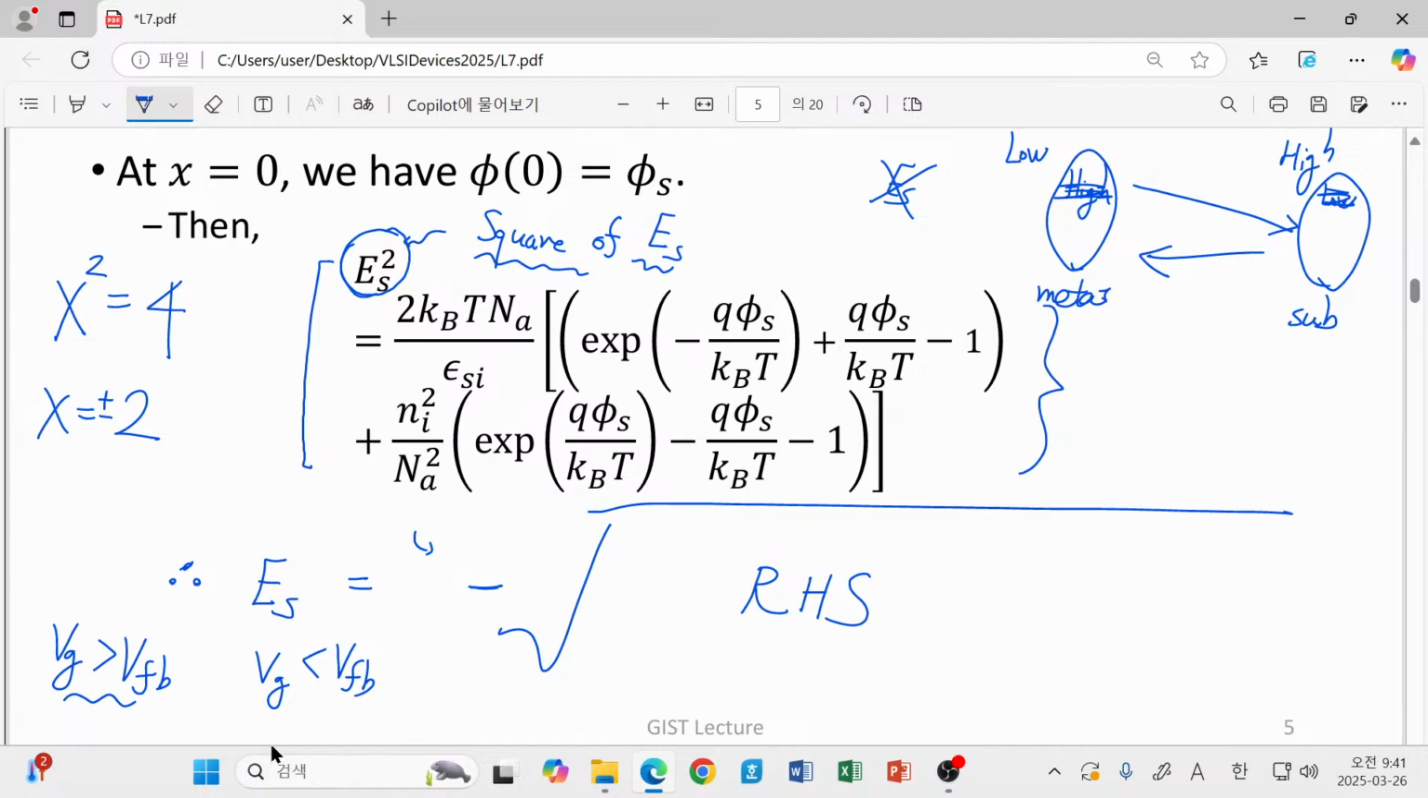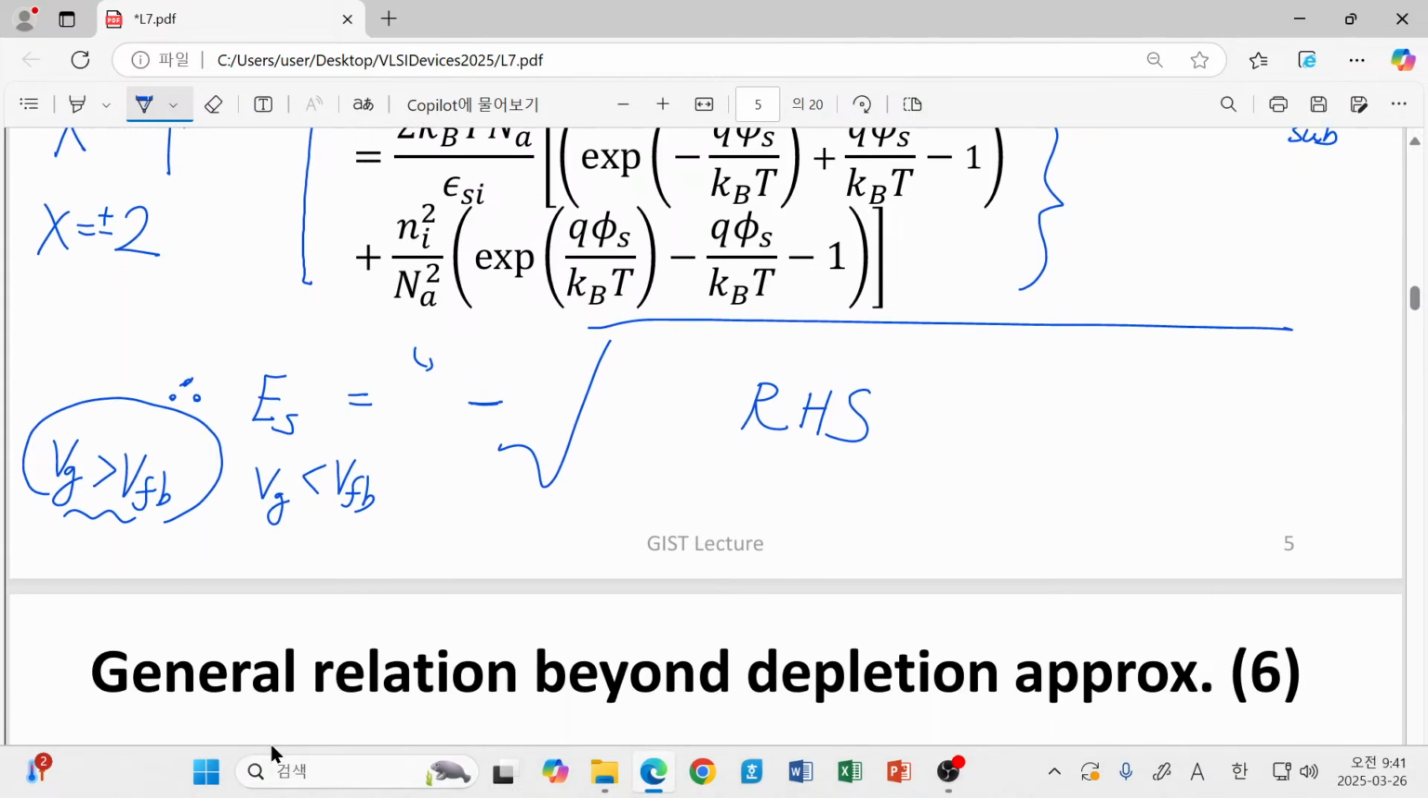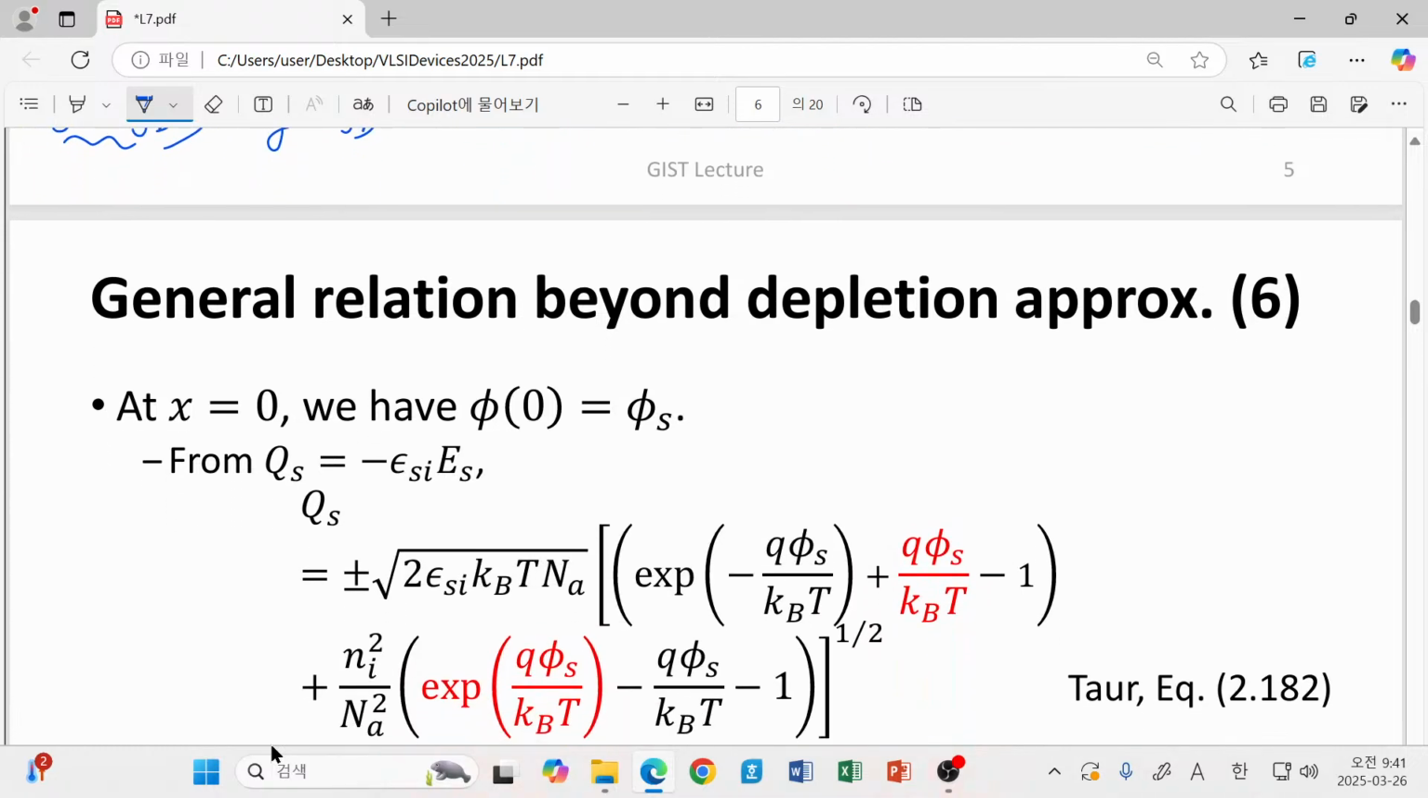But in many cases we just consider the bias voltage higher than flat band voltage because we want to use this MOS system as a part of an enhancement mode MOSFET. So usually we consider this bias condition higher than the flat band case.